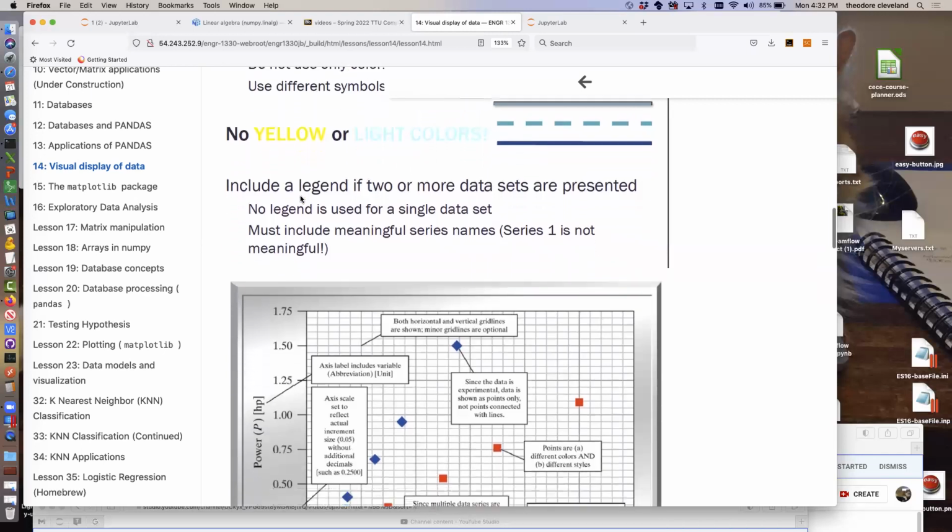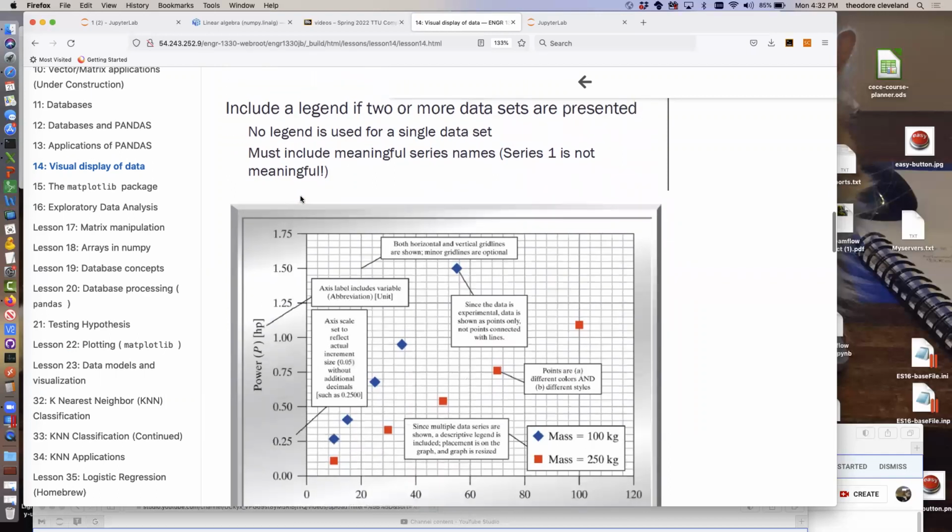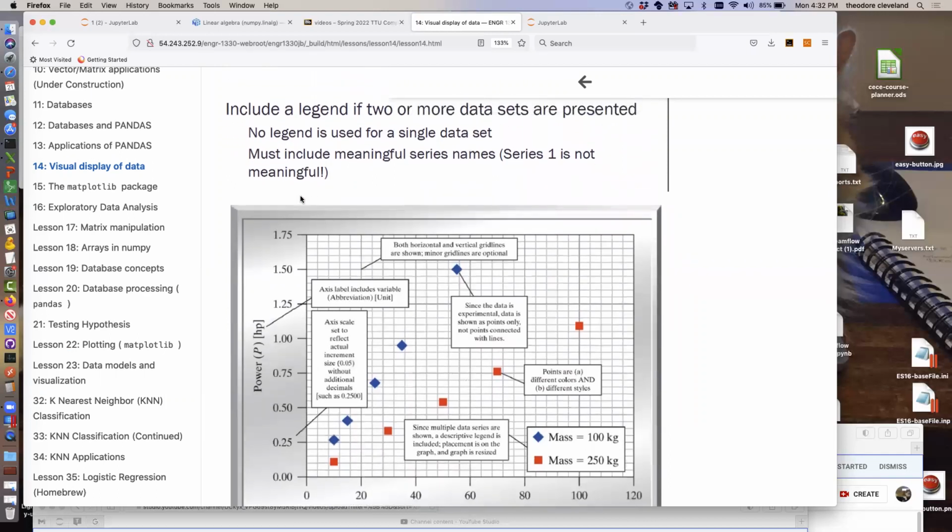Include a legend if 2 or more data sets are to be presented. You don't need a legend for a single data set because apparently single data sets are not legendary, but 2 or more are legendary. And the legend is just an indication to the reader of which markers and which colors correspond to what particular series.